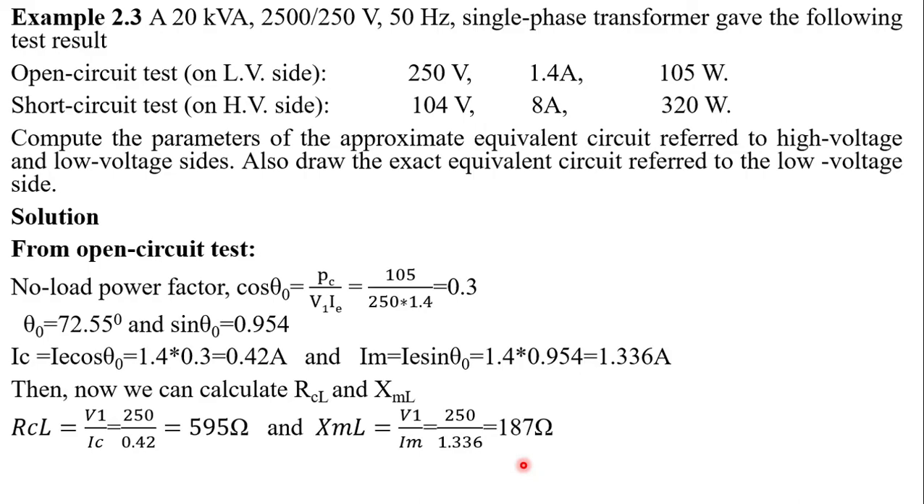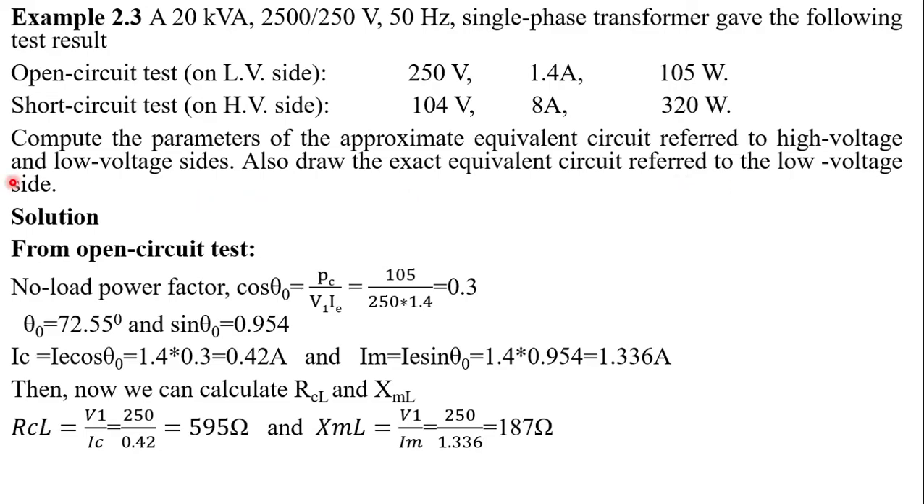Now we can do this example. Here is a 20 kVA, 2500/250 volt, 50 Hz single phase transformer that gives the following test results. For the open circuit test on the low voltage side, it is 250 volt, 1.4 amp and 105 watt. And for the short circuit test, here is the data. Then find the parameters of the approximate equivalent circuit referred to the high voltage side and low voltage side, and also draw the exact equivalent circuit referred to the low voltage side.